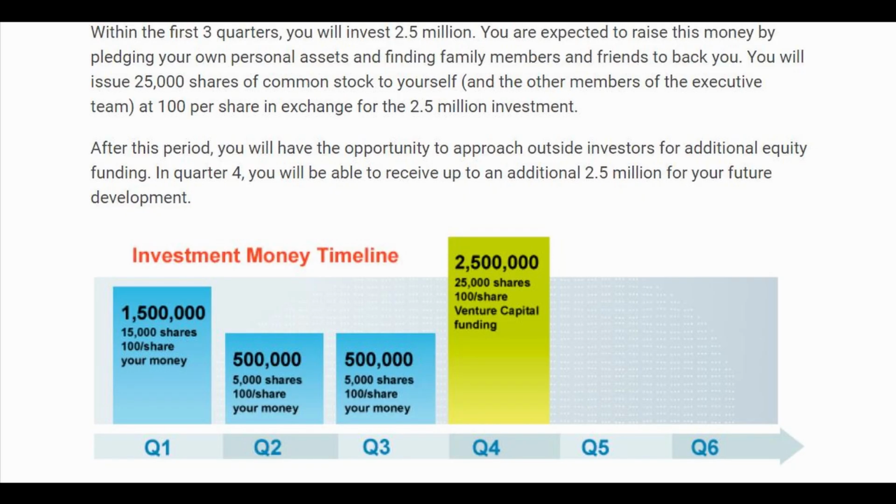In order to provide the seed capital, your team will invest money in your own firm by selling stock to yourselves. You will invest $1.5 million in the first quarter and then another $500,000 in each of the next 2 quarters. Later on, you will be able to receive up to $2.5 million in additional investment from venture capitalists, as well as a conventional loan from the bank.